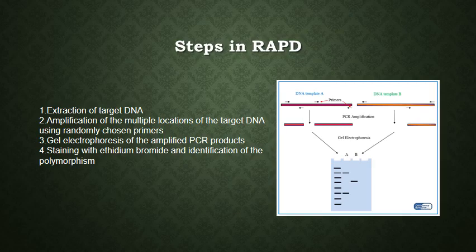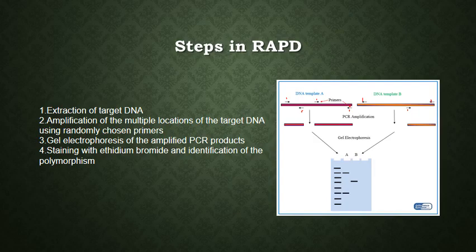See in here, see this is your DNA. So this we have chosen any six primers randomly. And now the next is the gel electrophoresis of the amplified PCR product. And the last is the staining with the ethidium bromide.